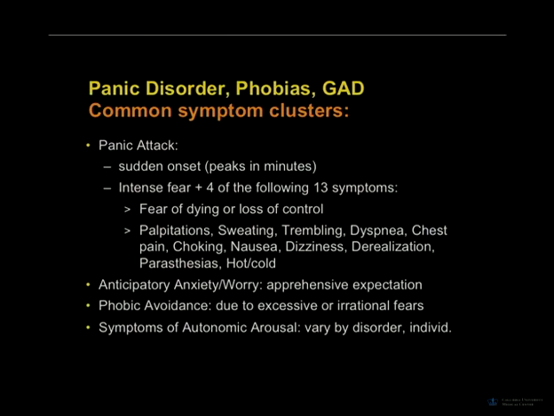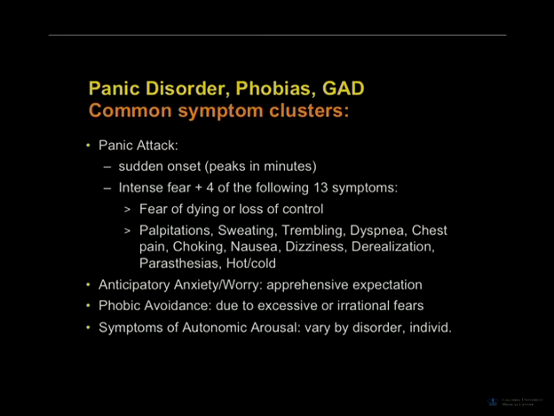Anticipatory anxiety, on the other hand, is a more chronic kind of condition, typically comes on gradually. It's about the future. This is worrying about the future. Phobic avoidance is also common across many different disorders, and we're talking about avoidance of a feared situation due to excessive or irrational fears about that situation.